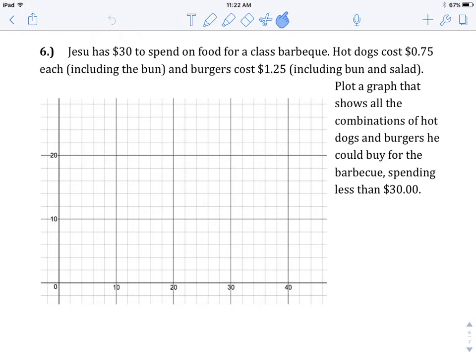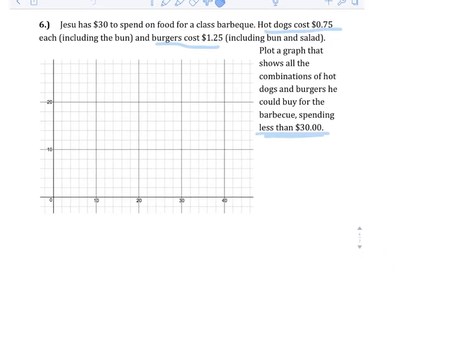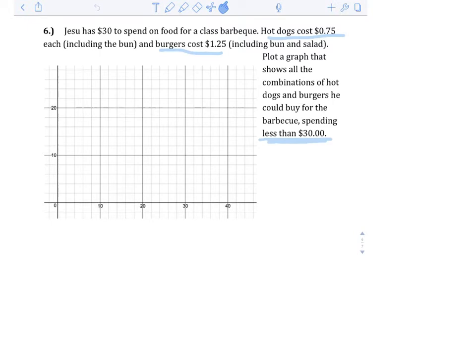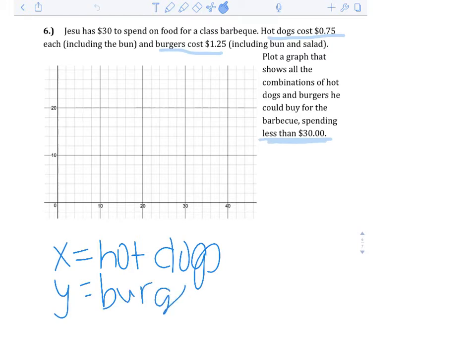For this problem, we have Jesus has $30 to spend on food for a class barbecue. Hot dogs cost 75 cents each, including the bun, and burgers are $1.25 each, including bun and salad. We want to plot a graph that shows all combinations of hot dogs and burgers he could buy for the barbecue, spending less than $30. In this problem, we are not told our x and our y, so we're going to start with that. I'm going to make x our hot dogs, and y our burgers. That way we know when we're making our inequality which value we're talking about.